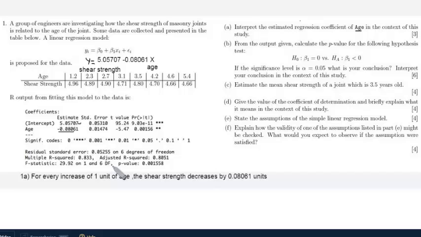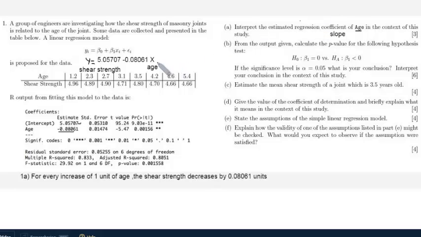For every increase of 1 unit of age, if this is increasing by 1 unit, then the change in the shear strength would be 0.08061. It is negative, hence the shear strength would decrease. This is how you would write the interpretation of the regression coefficient of age, and it is also known by the name the slope. The regression coefficient of the independent variable is known as the slope.